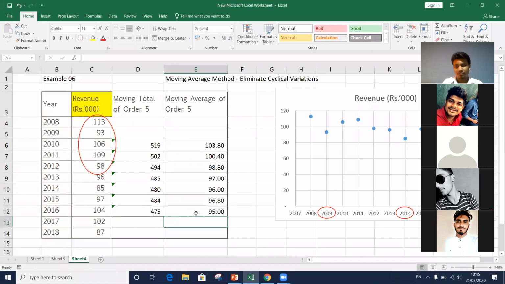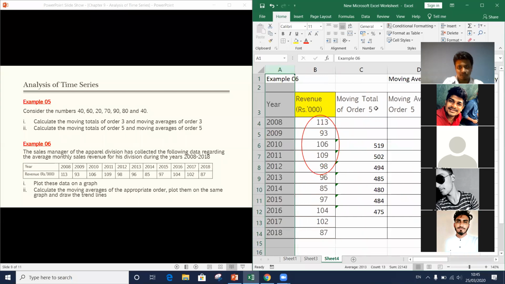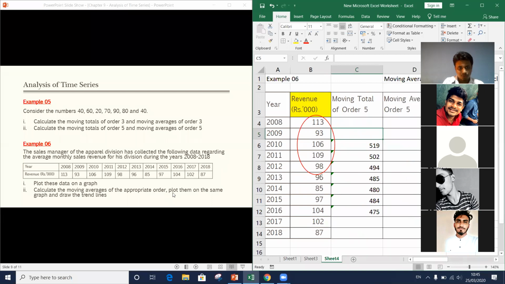Okay, moving totals and moving averages. We have done the initial part: calculate the moving averages of the appropriate order. We have determined the appropriate order and we have calculated the totals and the averages. Okay, then what do we need to do? We still haven't drawn the trend line.